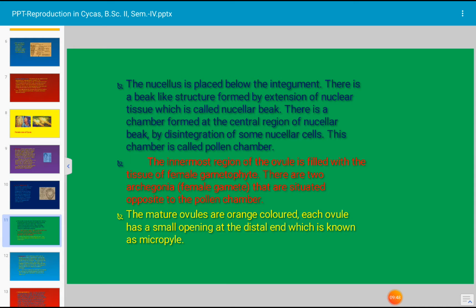The innermost region of the ovule is filled with the tissue of the female gametophyte. There are 2 archegonia. These are female gametes that are situated opposite to the pollen chamber. The mature ovules are orange in color. Each ovule has a small opening at the distal end which is known as micropyle.